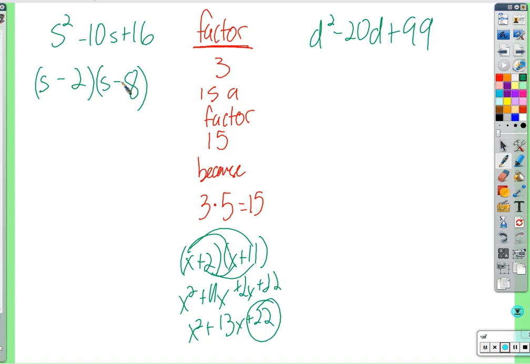We should always just double check and make sure it all multiplies out. As we get more experience, we'll be much, much faster at this. Okay? But we should always check it out and see if it works. Okay, x times x is x squared, negative 8x, negative 2x, positive 16, okay, x squared minus 10x plus 16. Okay. We're here.